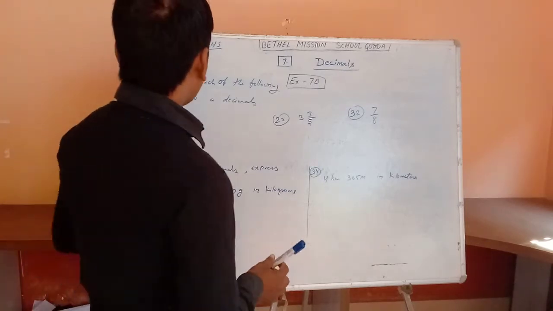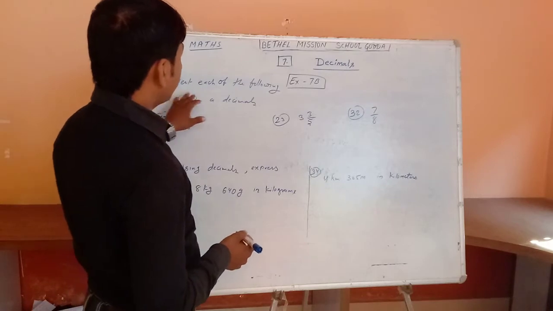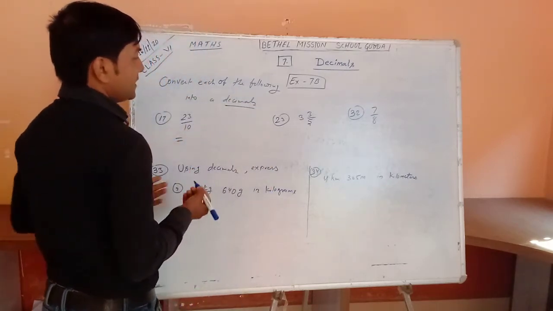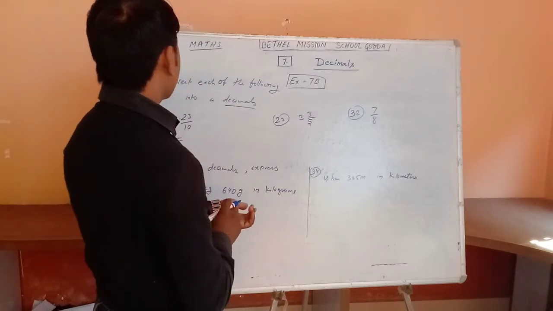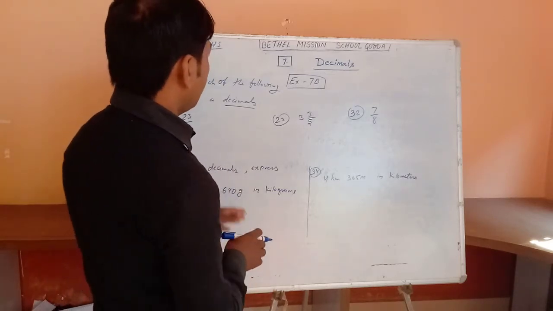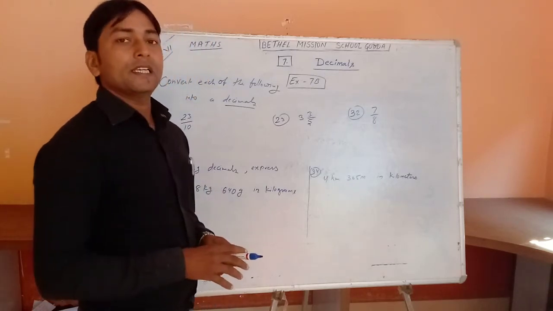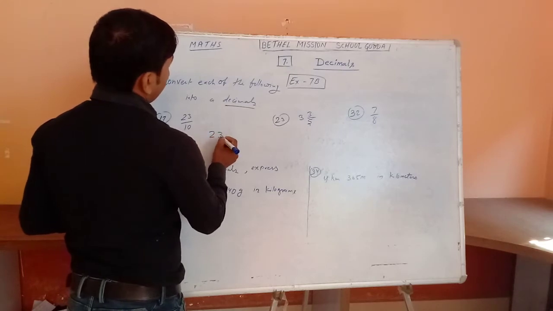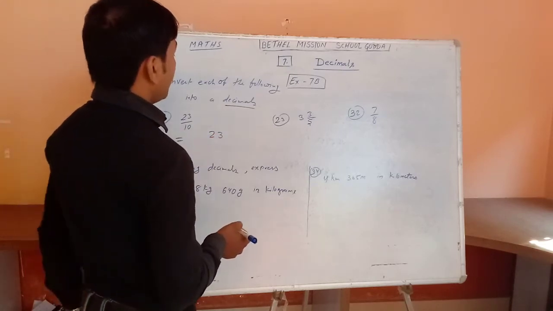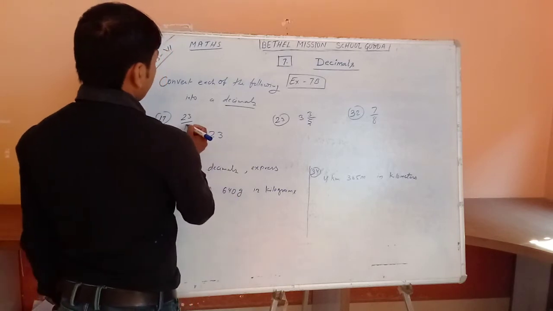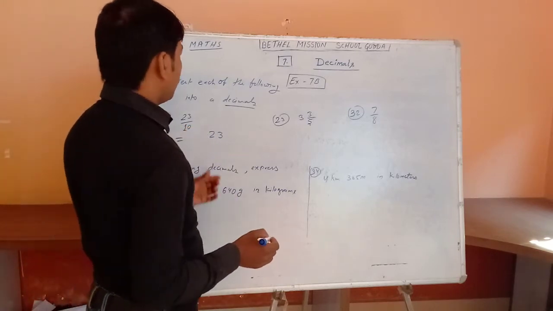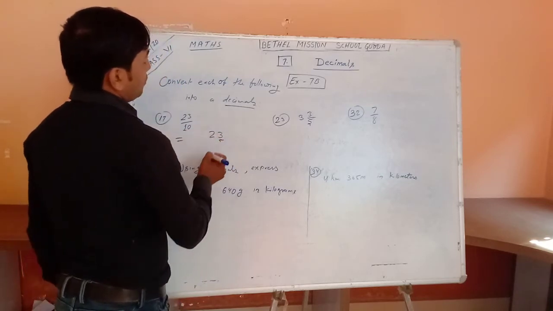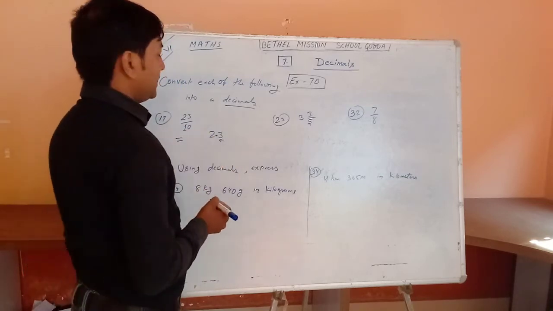Now I have taken the next question. Convert each of the following into decimals. You have to convert this 23 upon 10 into a decimal. This type of question you have also solved in 5th class. So simple, you have to write the numerator as well and put the decimal after 0 in the numerator. How many 0s have been given? So 1. So put the decimal after 1 digit, this is 2.3.